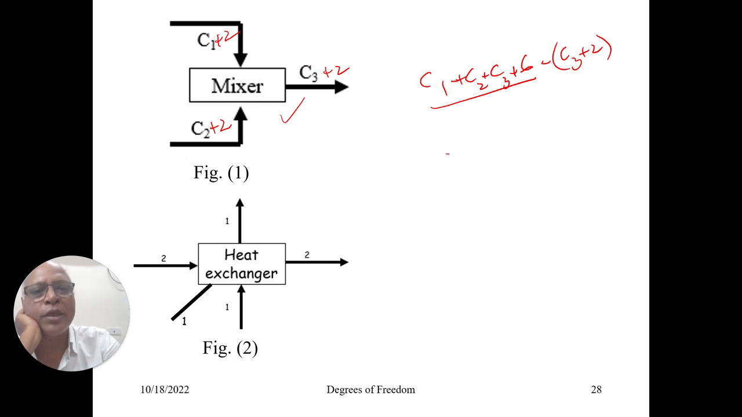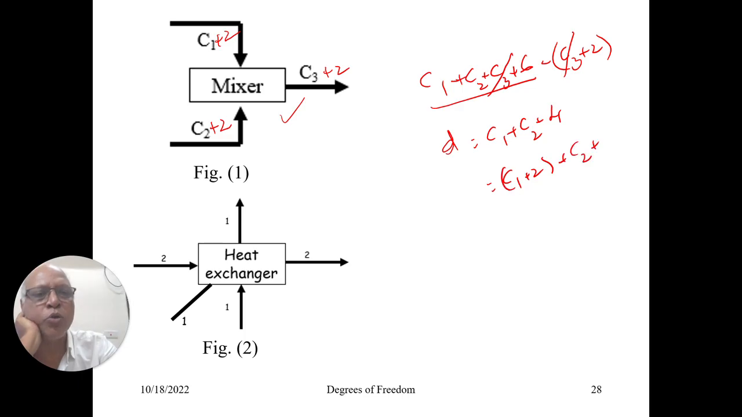So what is the degrees of freedom? This gets cancelled and this 6 becomes 4. So C1 plus C2 plus 4. In other words, I can put this as C1 plus 2 plus C2 plus 2. You know, there are no equipment parameters in the case of a mixer. So we have no other option but to define at least C1 plus 2 variables with respect to this stream and C2 plus 2 variables with respect to this stream. What should be the C1 and C2?